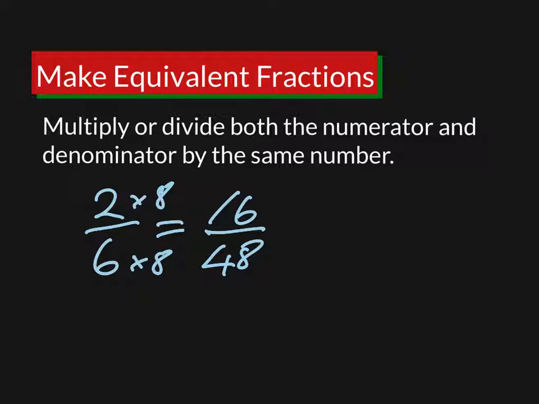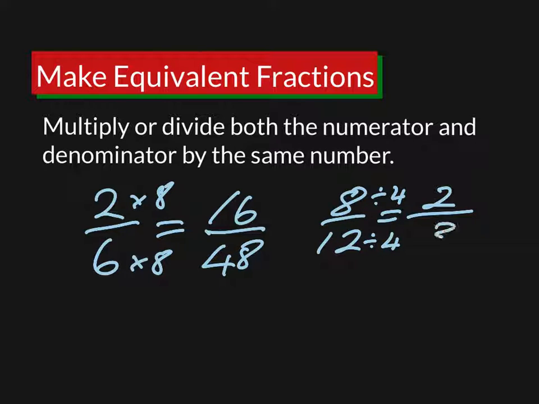And here's another example. Say we have 8/12, and we want to reduce it to 2 over something. Well, we know that 8 divided by 4 is 2, so we can divide 12 by 4 as well, and that's going to give us 3. So 8/12 and 2/3 are equivalent.